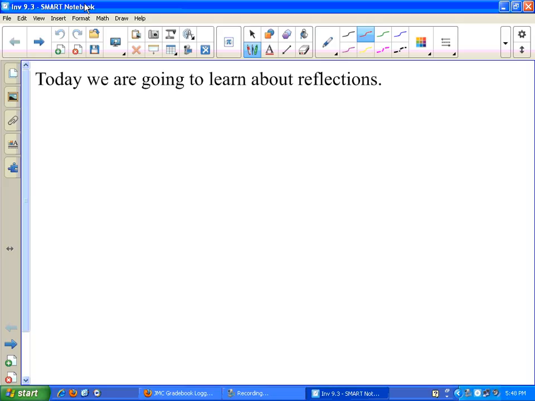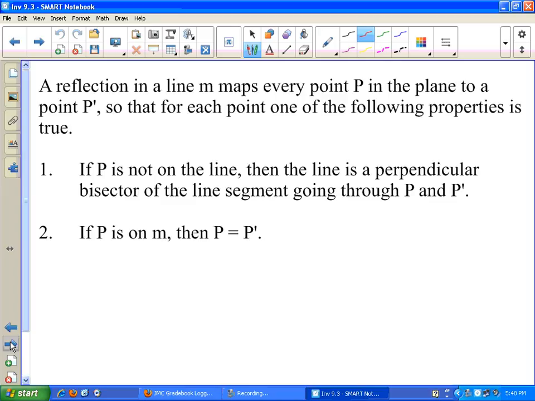Today, we are going to learn about reflections. Just so we know, a reflection in a line M maps every point P in that plane to a point P prime, so that for every point, one of the following properties is true. Number one, if P is not on the line, M is the perpendicular bisector of the line segment going through P and P prime.